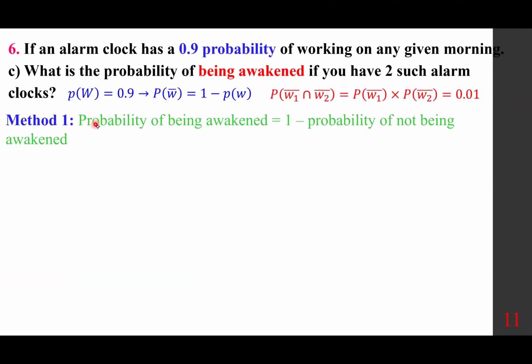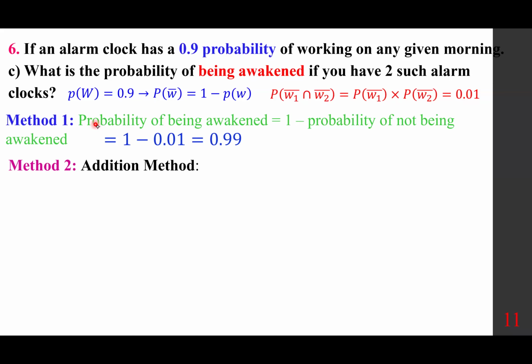That means we are assuming we are waking up to the alarm, by the way. Okay, so 1 minus 0.01 or 0.99. There's a 99% chance of waking up. Again, assumption, we wake up to our alarm clock.